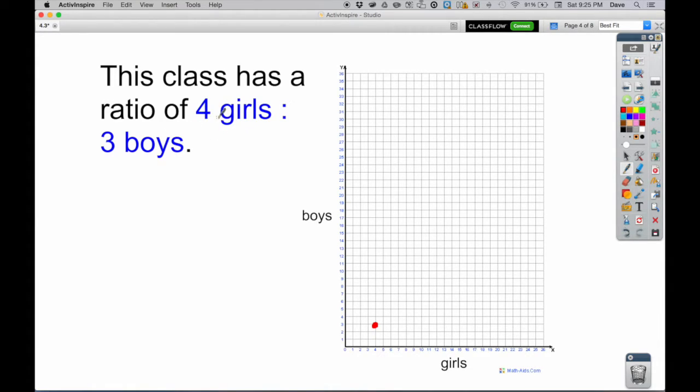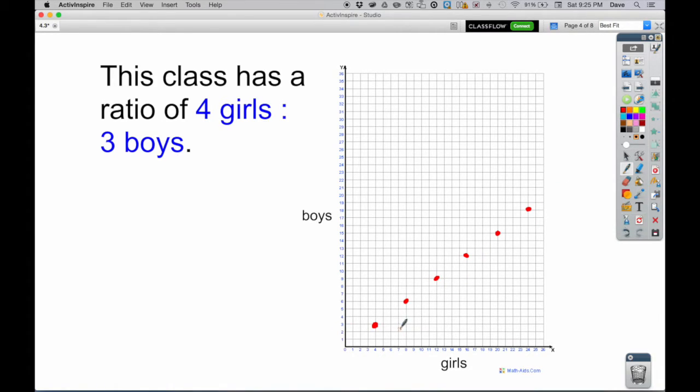Now, let's say this was doubled. If it was 8 girls, well, then this would have to be 6 boys because I'm using proportional reasoning. So 8 and 6. If I triple it, I'd get 12 and 9, and I would just keep going. 16 and 12, 20 and 15, and then 24 and 18. And so what you'll notice is we get a graph.